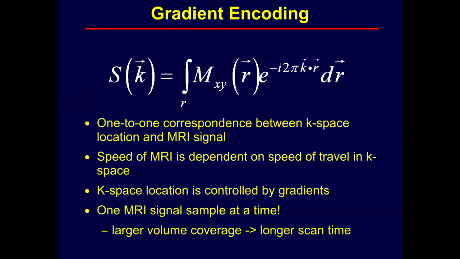Now, how do we make it faster? Well, we have to start with gradient encoding. So you should be familiar with this equation by now. This is your k-space signal, all right? And k is your k-space. Here is the Fourier encoding part, a complex exponential with k and r. r is your spatial voxel or space. So the Mxy here is really your signal for every voxel, all right? And you can see that, again, this is a one-to-one correspondence between k-space location and MR signal. And so the speed of MR is really dependent on how fast you travel in k-space, all right?